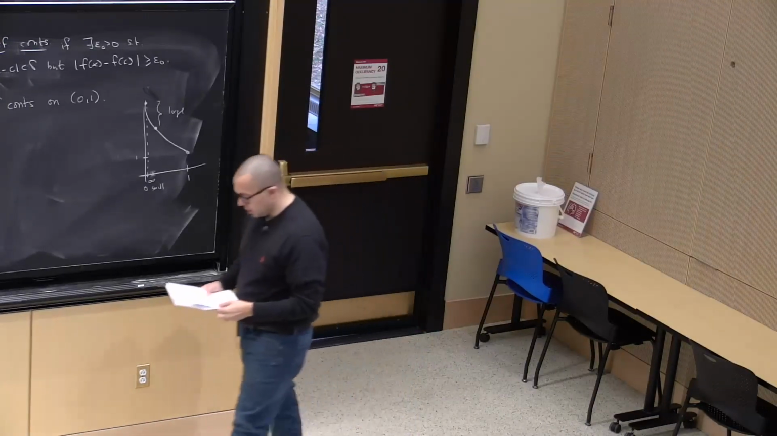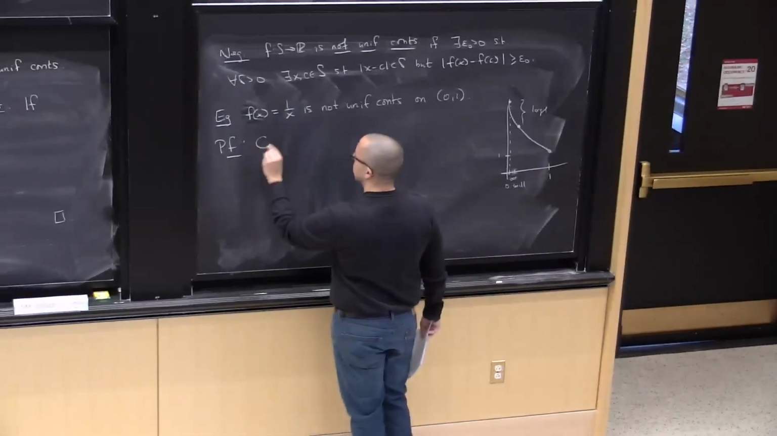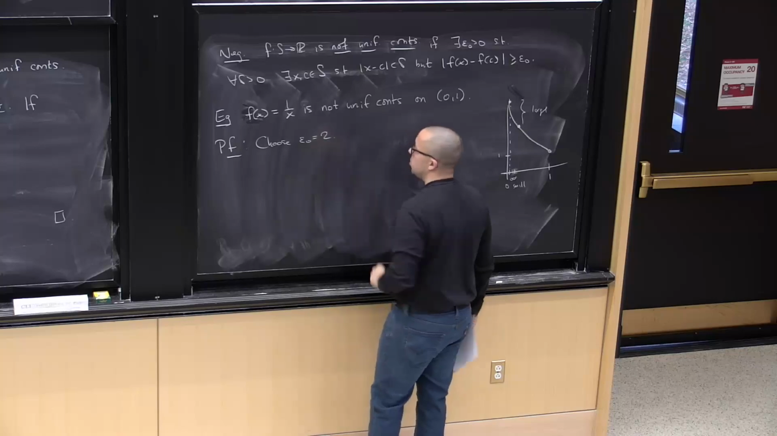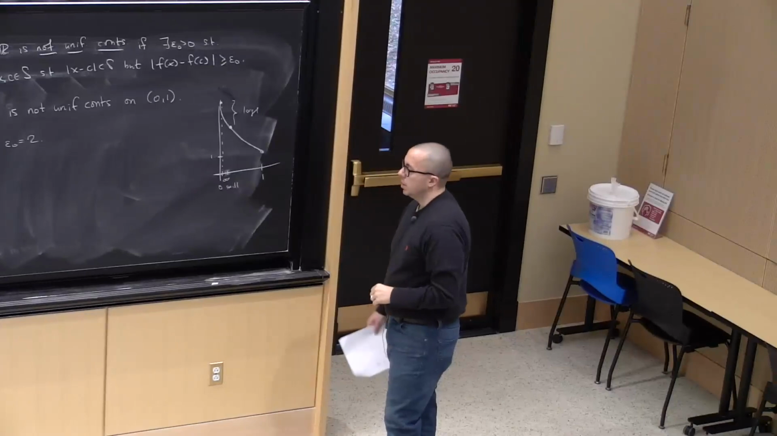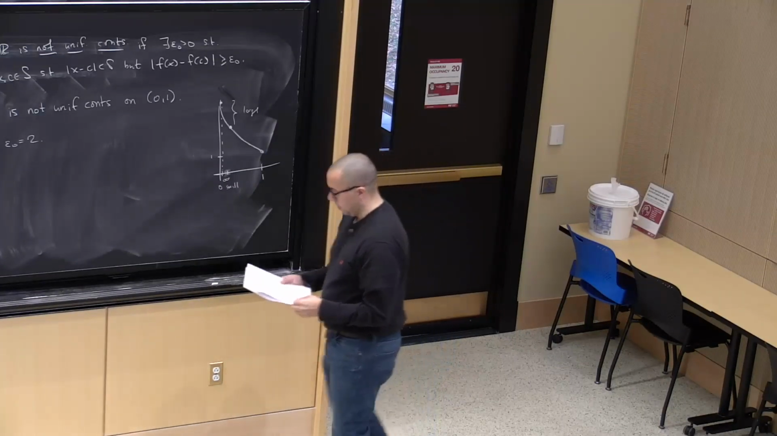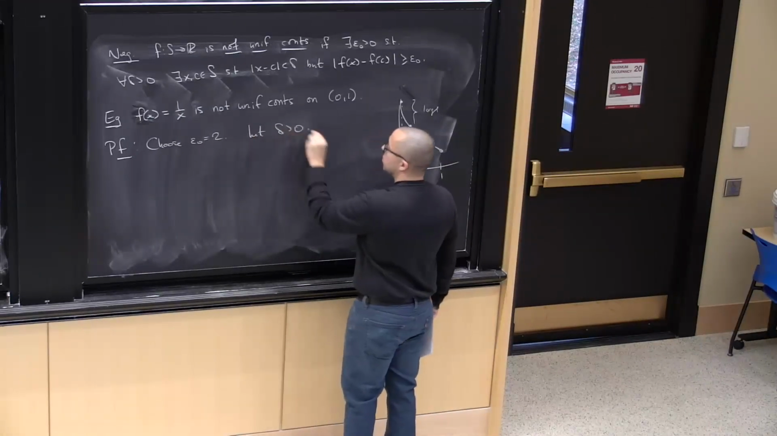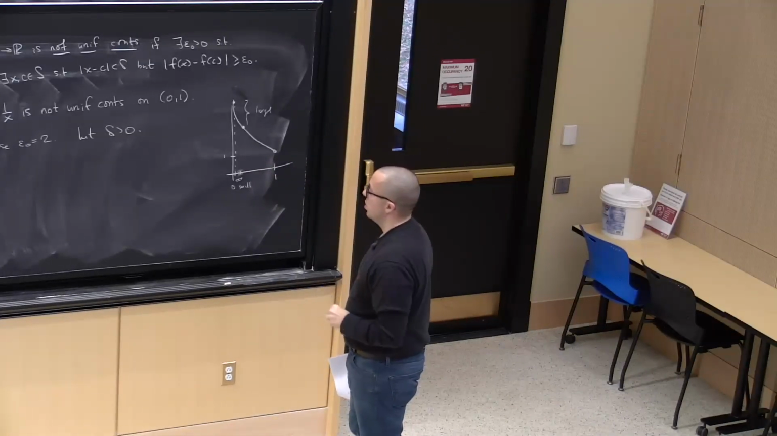So let's quantify this. I have to tell you what the bad epsilon naught is. Choose epsilon naught equals 2. Now, any epsilon naught will work just fine. Let delta be positive. So now we have to find x and c in S within distance delta to each other.